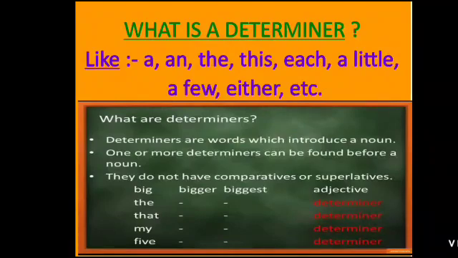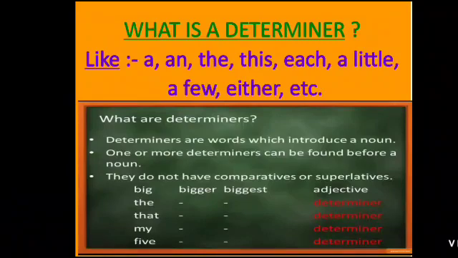They do not have comparatives or superlatives. Clear this point. They do not have any degree of comparison. They are termed as determiners. Adjectives have degrees of comparison like big, bigger, biggest. But determiners like the, that, my, five, first, second, these all are determiners and they do not have any kind of adjective comparisons. They are not adjectives. They are determiners.